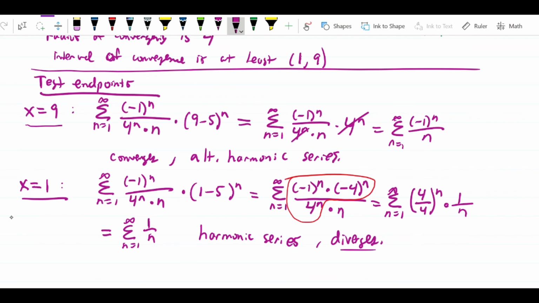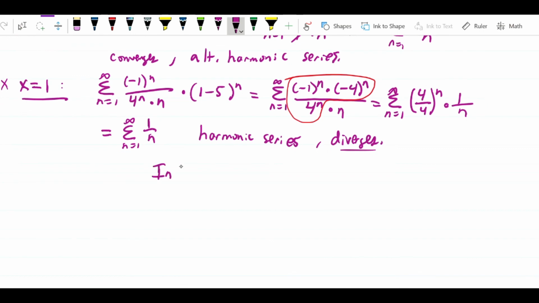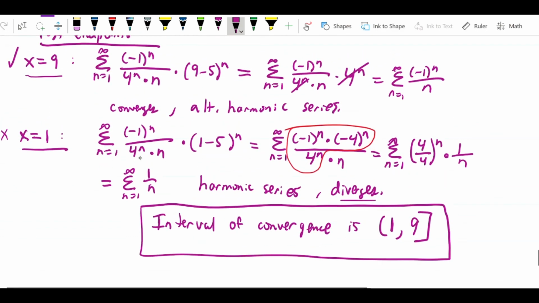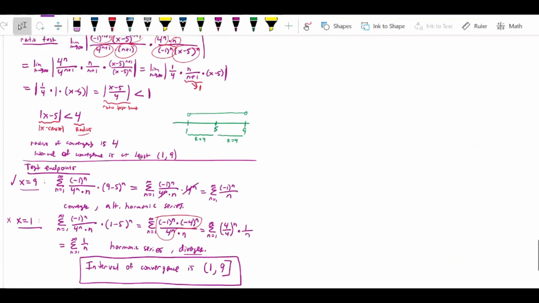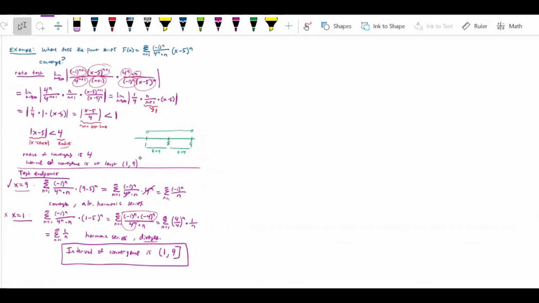So the interval of convergence does include that endpoint, but not that one. We conclude that the interval of convergence is (1, 9], excluding the 1 but including the 9. Oh, I can't get the whole thing in. I can, as long as we make it really small. There we go.